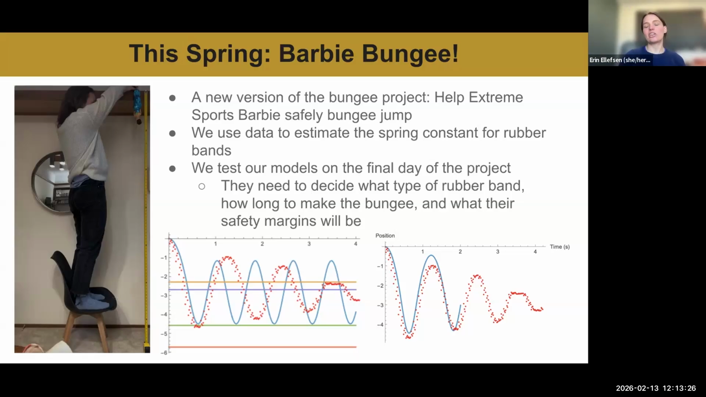And so now I'm having my students actually test their model with this data. In the final day of the project, I'm going to give them a height, a surprise one, and we're going to actually test their models and see. We're going to have a winning group who can get Extreme Sports Barbie closest to the ground without hitting the ground. And there's going to be, I'm calling it a consulting fee, but some prize for the group that does that the best. And so now they actually get to interact with data, estimate the spring constant using the data, and then test how well they did that at the end.